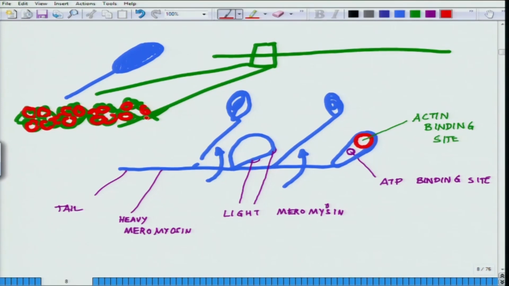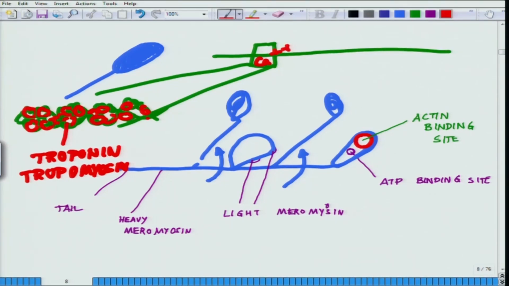Now, if you look at this structure, within the actin you have something called troponin. There are proteins out here, so you can represent them like this: troponin and tropomyosin, and underneath that you have the calcium binding site.